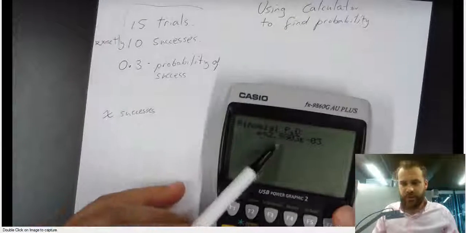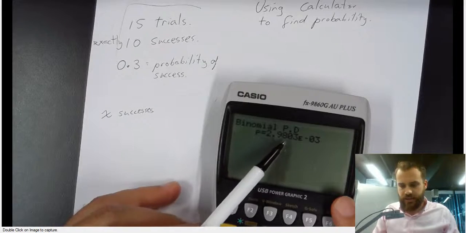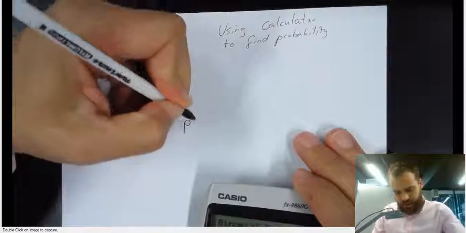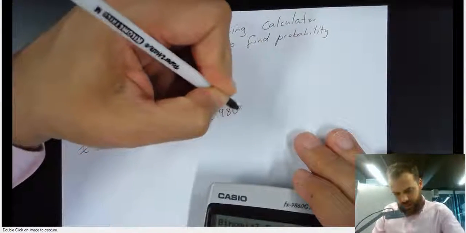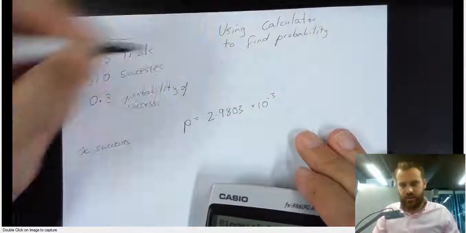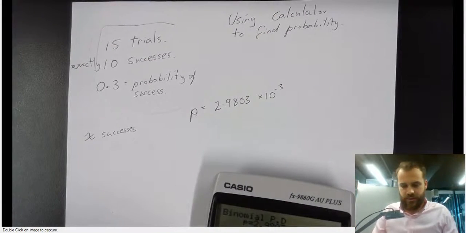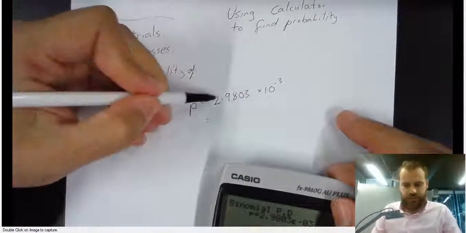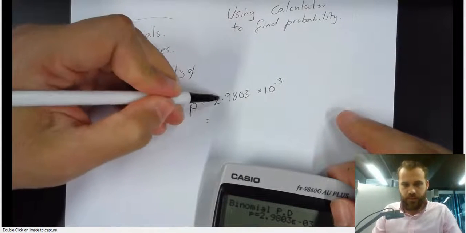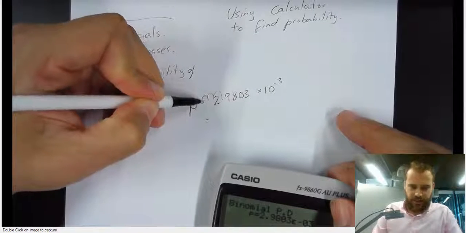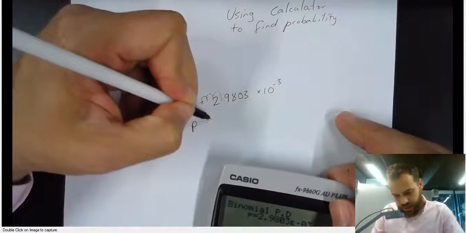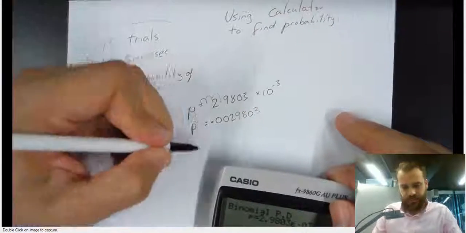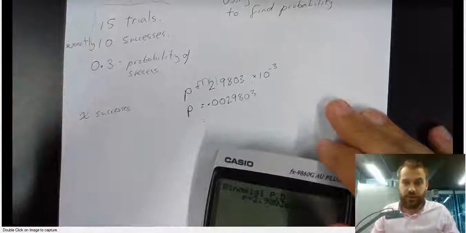Okay, and we get a very small number here. We get 2.98 times 10 to the negative 3. I'm just going to write that down. Probability equals 2.9803 times 10 to the negative 3. If you see this e minus 3, that means times 10 to the negative 3. Now, you might be looking at that going, what does that mean? It just means divided by 1,000, or move the decimal place 3 spaces to the left. So P equals 0.00298803.